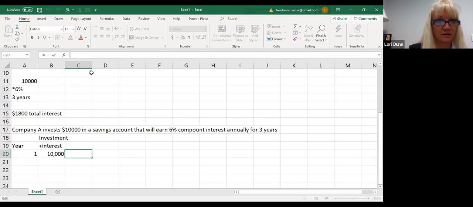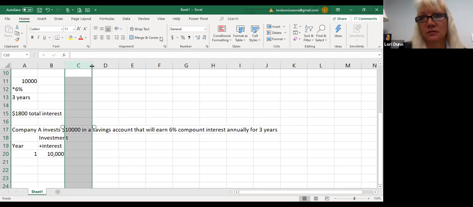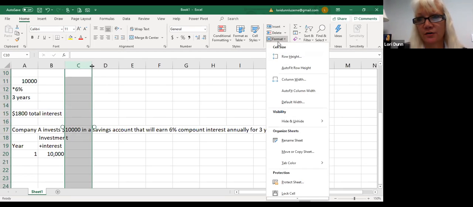Now let's calculate. Let me see if I can get this bigger. I need my other mouse. I should have done this from my other computer. Give me 1 second to make this whole column wider.